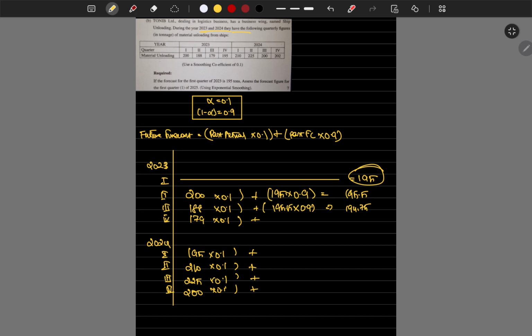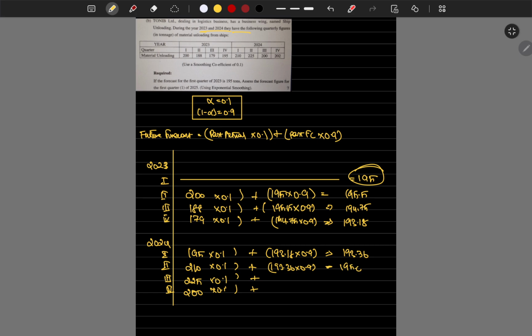179 into 0.1 plus 194.75 into 0.9, that is 193.18. 193.18 into 0.9 plus 195 into 0.1, which is 193.36. 193.36 into 0.9 plus 210 into 0.1, which is 21.